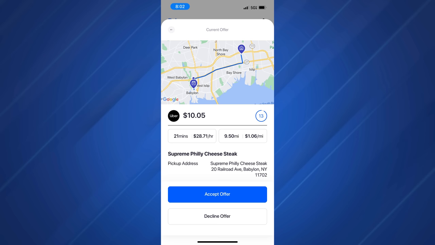Supreme chili cheesesteak, $10.05. It's going to Bayshore. What's it called? Supreme Philly cheesesteaks. That's on Railroad. That's the one on Railroad, right before Deer Park Avenue. We've been there a million times. The one right by the railroad, right next to the ramen place. Oh yes.